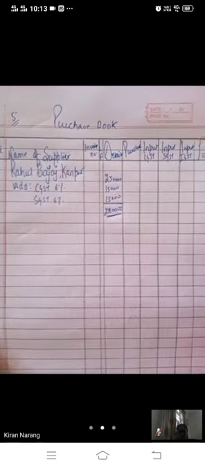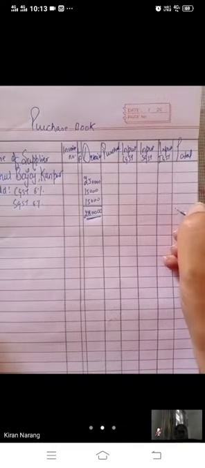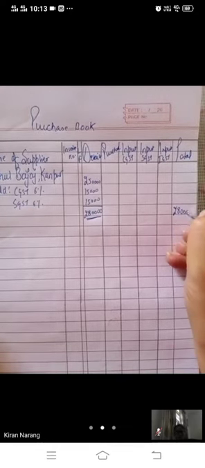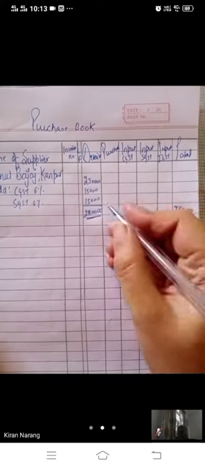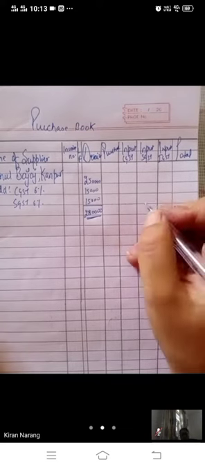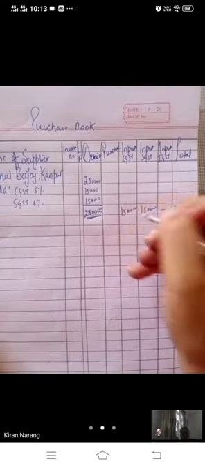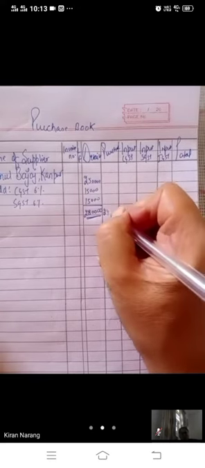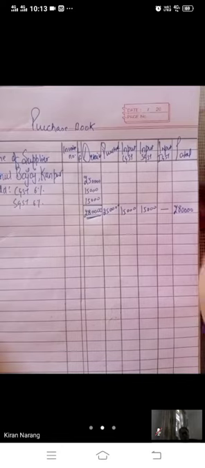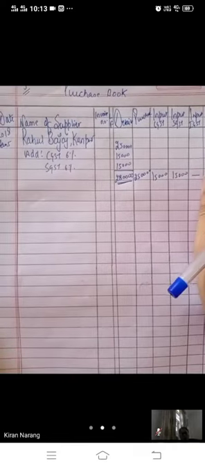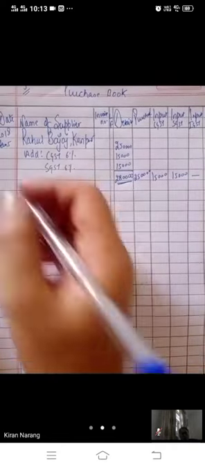This is all about January 5th. This total will be written in the total column. Then no IGST was there. CGST and SGST we have written. Then the purchase price was 2,50,000. Okay. Now come to the next date, January 13th.